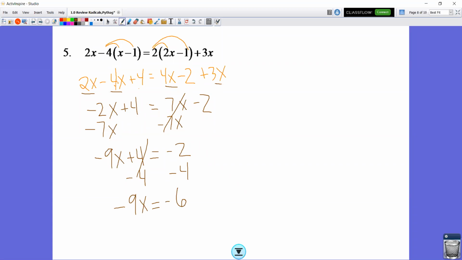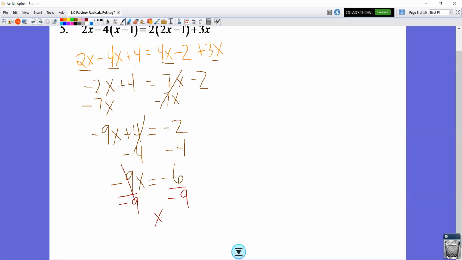We always want to divide by whatever is in front of the variable. So right now I have -9x equals -6. I need to divide by -9. And now that gives me x is all by itself. And a negative over a negative is a positive. So I have 6/9. If you have a fraction that can be reduced, you must reduce it. So 6/9, they have a common factor of 3. 6 divided by 3 is 2. 9 divided by 3 is 3. So this answer is now x equals +2/3.